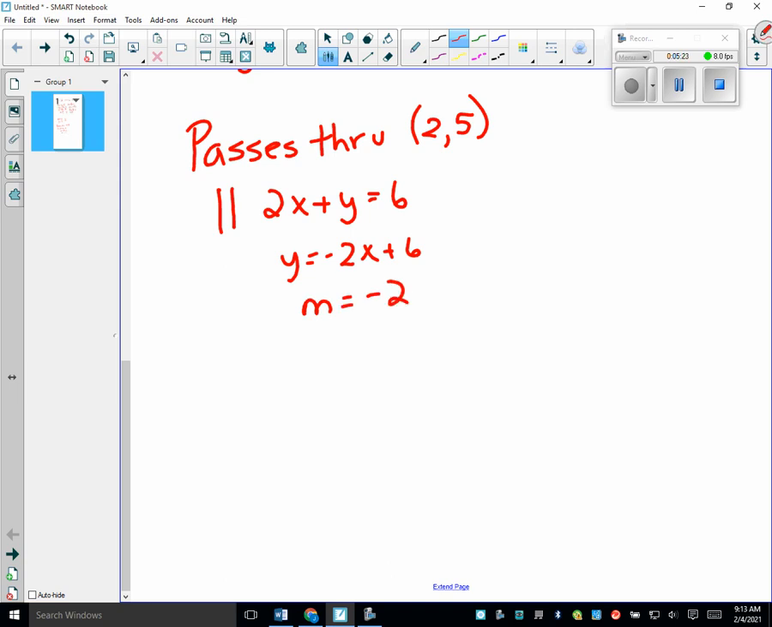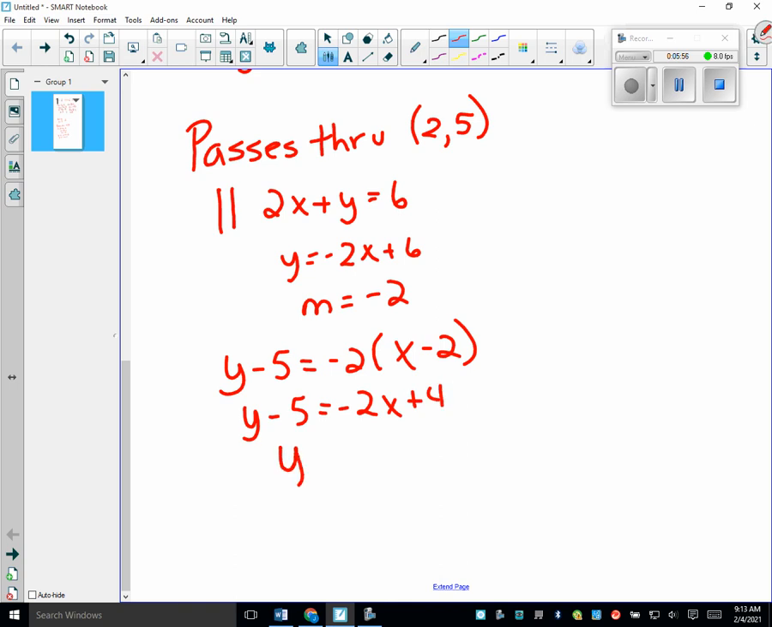Now I have a point and a slope, right? Yes? So I use the point slope. Y minus 5 equals negative 2 times x minus 2. So y minus 5 equals negative 2x plus 4. What does y equal? Negative 2x plus 9.